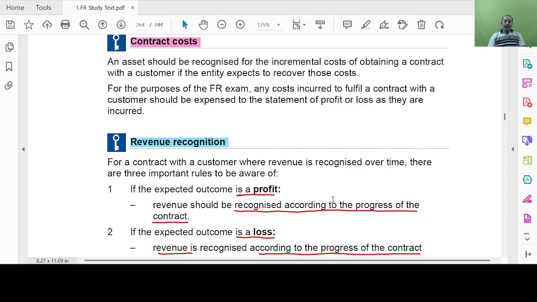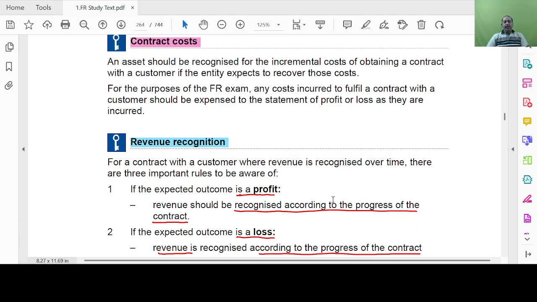So let us take up this contract cost and see how to calculate the revenue which is to be taken for the current year. Now, why does contract cost become special for the revenue recognition topic? Because the format of solving the questions is slightly different from what we have done up till now, and there are certain steps to be followed.